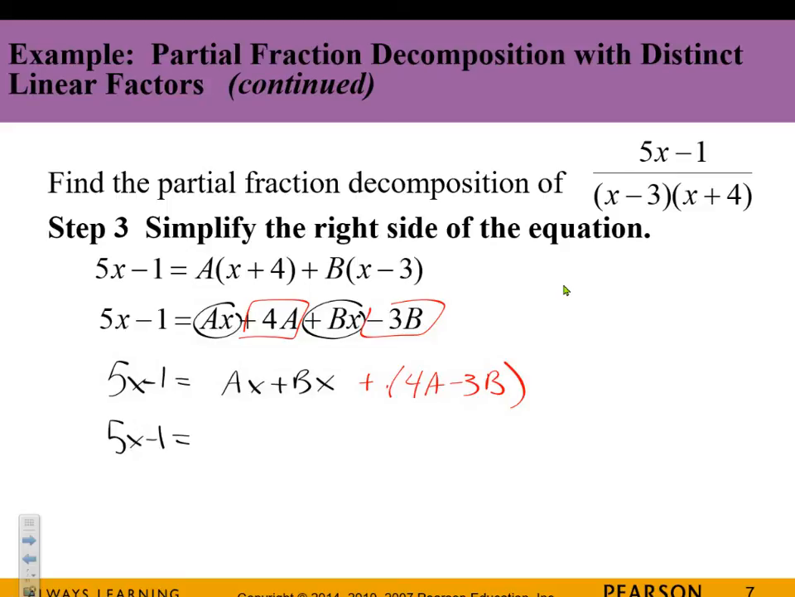5x minus 1 is equal to a plus b, and so you took out the x, plus 4a minus 3b. Okay? Please process that first.